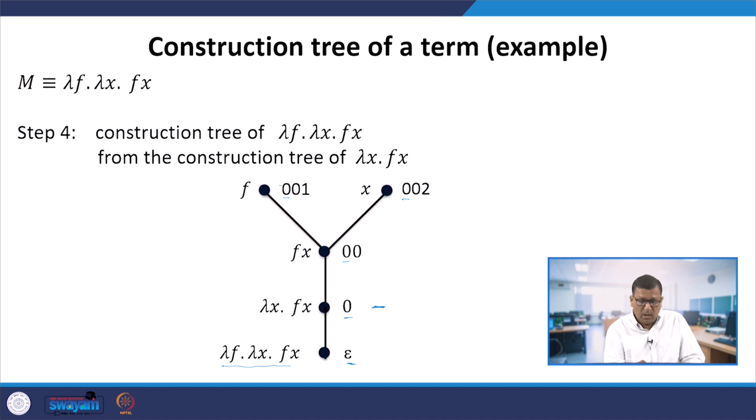Let us see how many nodes there are. 1, 2, 3, 4, 5. So there are 5 subterms. So we have 5 nodes, each of them labeled in this way.